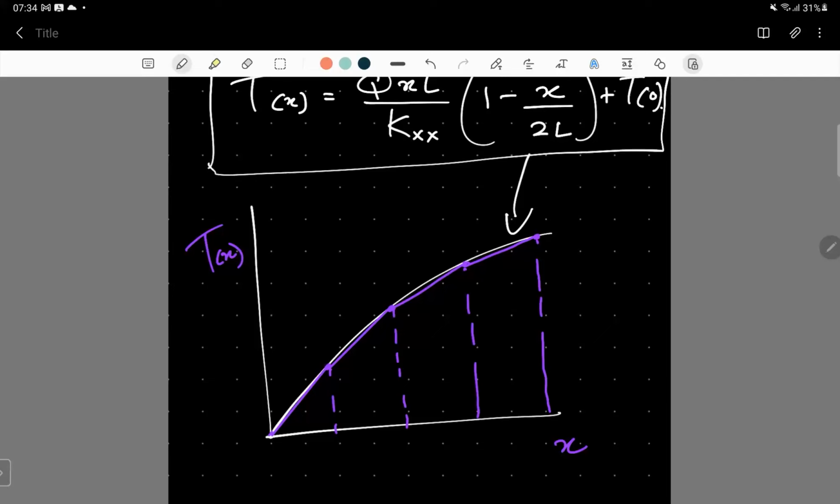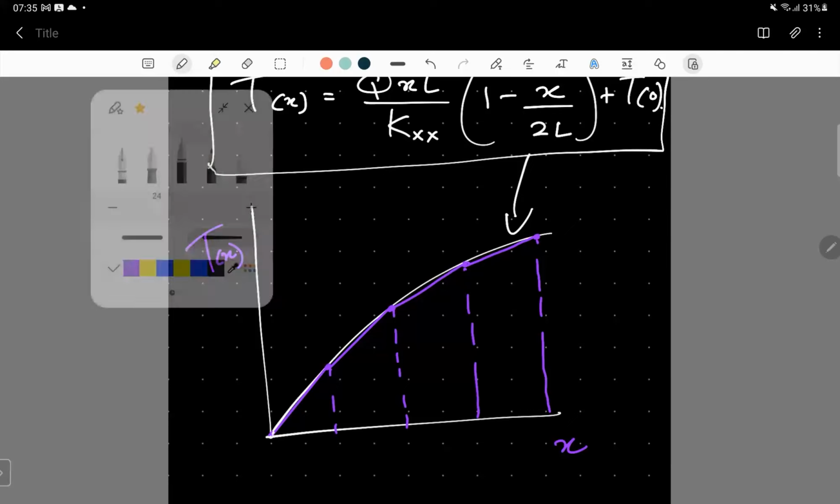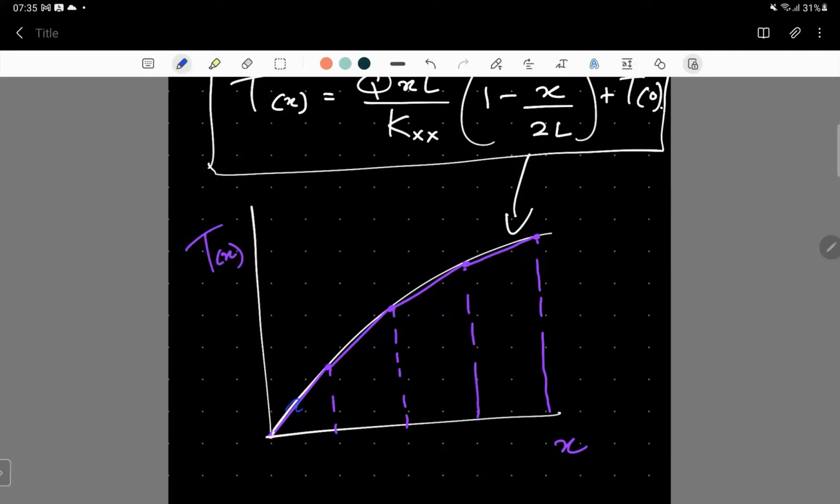So the more elements we use, the finer the discretization, and we will be able to follow this closely as much as possible, so as to improve the results.